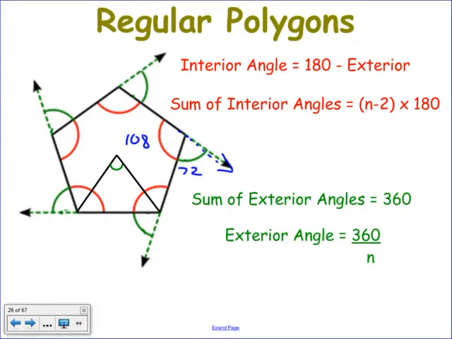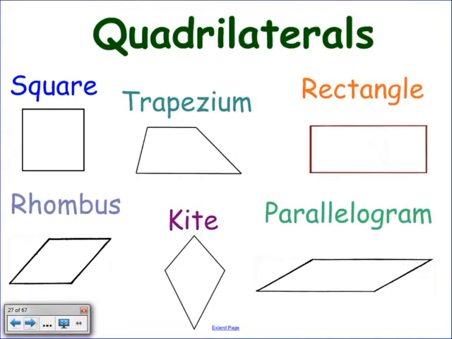Now, there's a really neat trick to work out the external angle of a regular shape. In this case, we've got a pentagon which has 5 sides. And if I divide 360 degrees by the number of sides, it tells me that the external angle is 72. So we have a method of working out the interior angle, and we've also got a method for working out the exterior angle. Okay. Good.